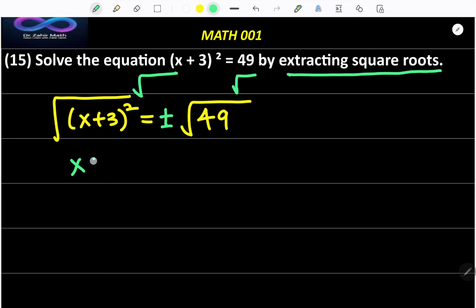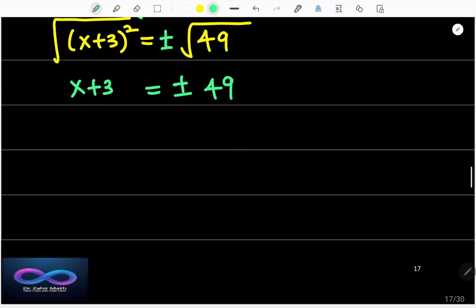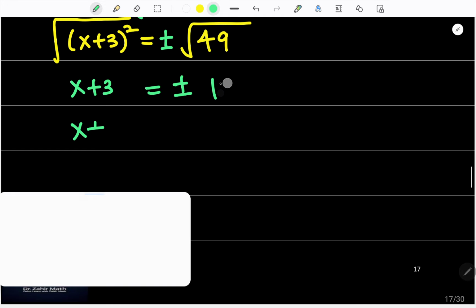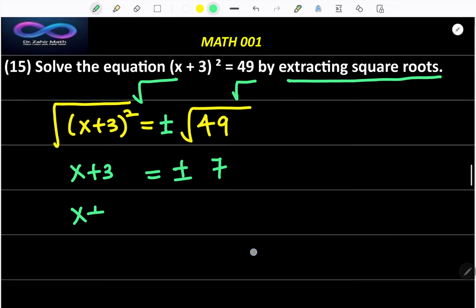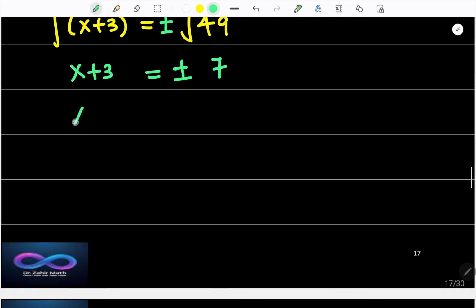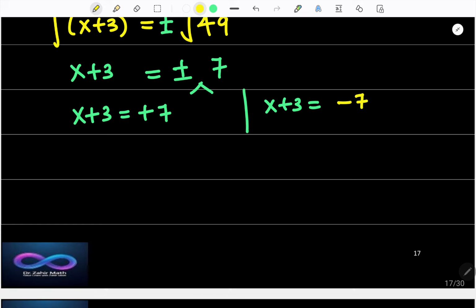So x plus 3 is equal to what? Plus or minus the square root of 49. So x plus 3 is equal to 7, because 7 sevens are 49. So we are going to put 7. Okay, clear everybody? So therefore, there are two values: x plus 3 is equal to plus 7, and x plus 3 is equal to negative 7. Keep it in your mind. So x is equal to 7.